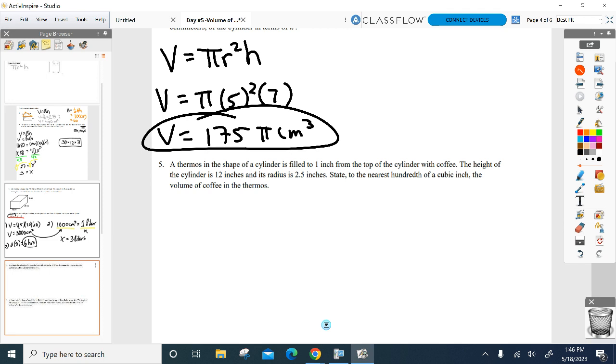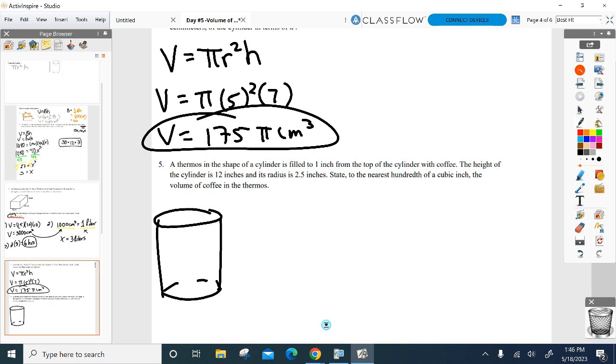All right. Well, I guess maybe next year I should change it to we're filling it with ravioli. But now we're filling it with coffee. All right, thermos, shape of a cylinder. We're not gonna fill the whole thing. We're filling it 1 inch from the top, right? And it's got a radius of 2.5 and a height of 12. Find the volume of the coffee.